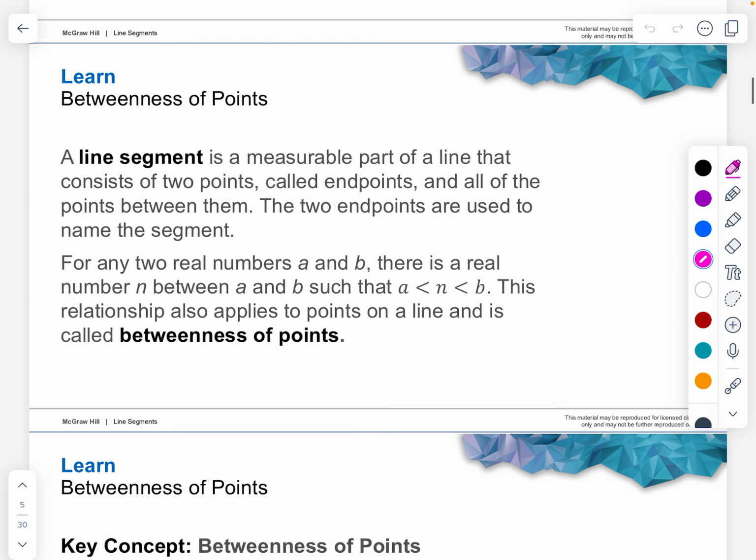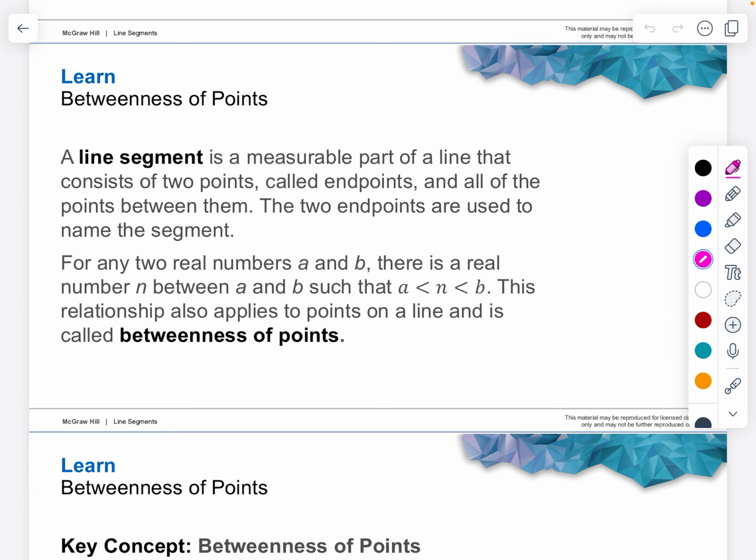Okay, betweenness of points. A line segment is a measurable part of a line. It consists of 2 points, called endpoints, and all of the points in between them. The 2 endpoints are used to name the segment. So for any 2 real numbers, a and b, there's a real number n between a and b such that a is less than n is less than b. This relationship also applies to points on a line and is called betweenness of points.